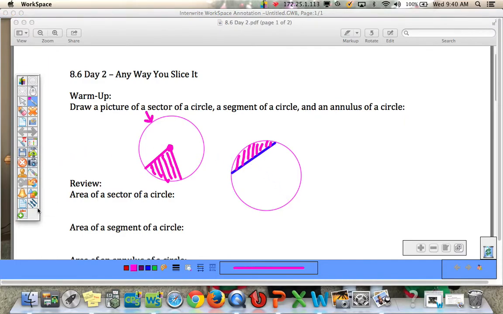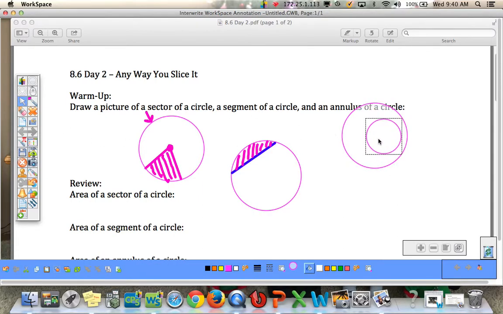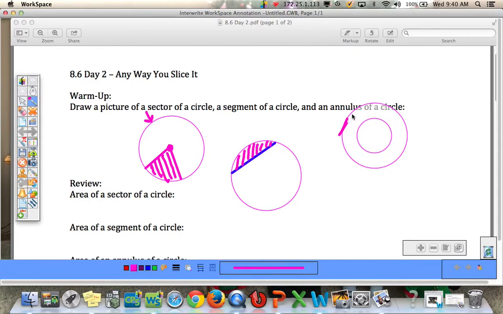An annulus of a circle, think donut, flat donut. So if I draw this right here, think of a washer, if you know what a washer is, or you play the game washers. Again, flat donut, so there's an annulus of a circle.